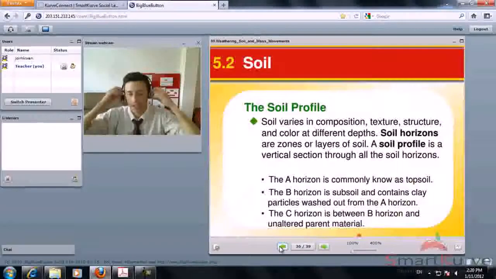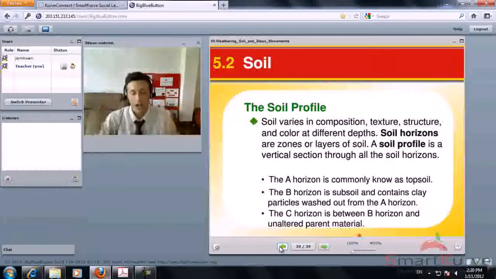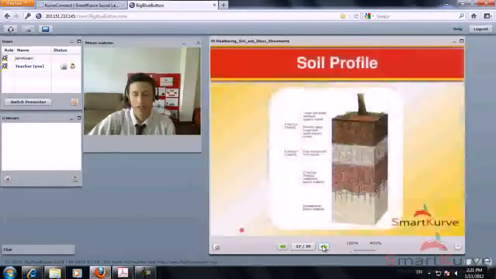So checking out slide 27, we see at the top the A horizon, the topsoil. The B horizon, subsoil. You're going to find a lot more clay and a lot of other particles that have been washed down from the A horizon. And then the C, which is between B and all the unaltered parent material.